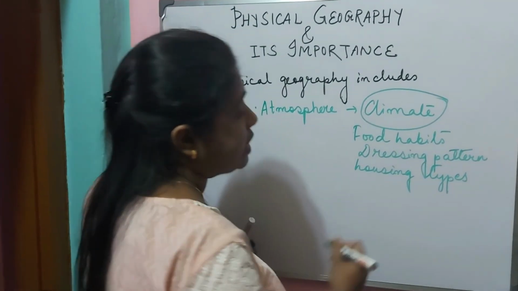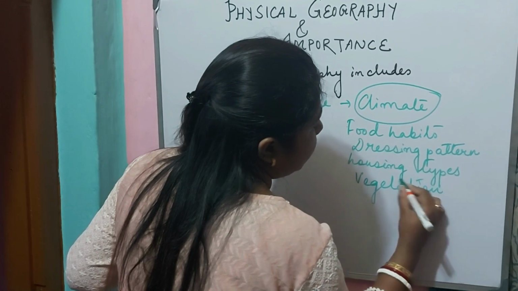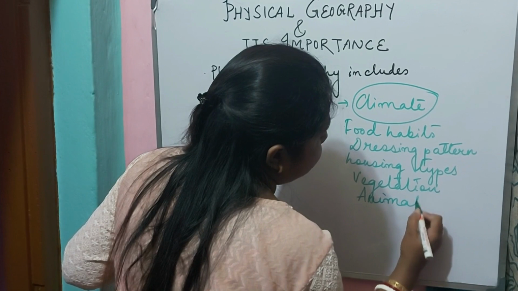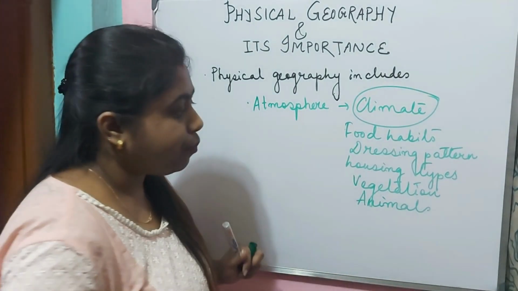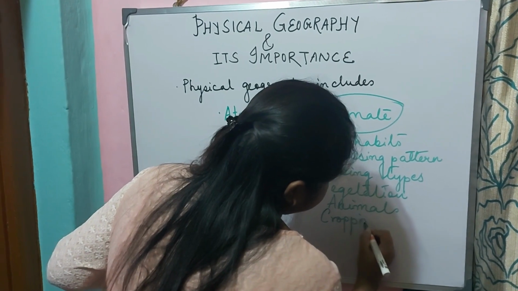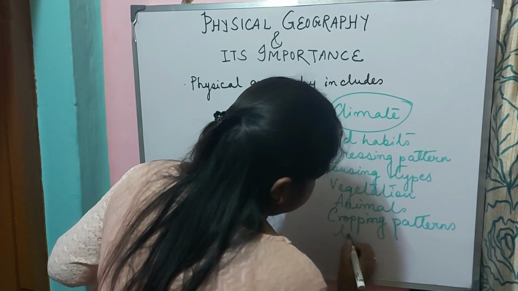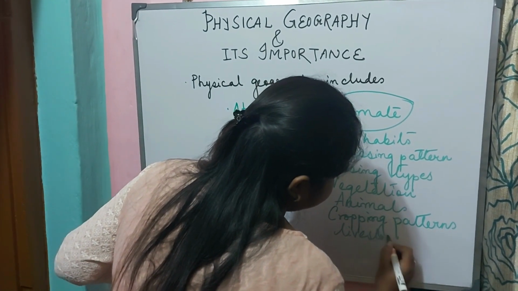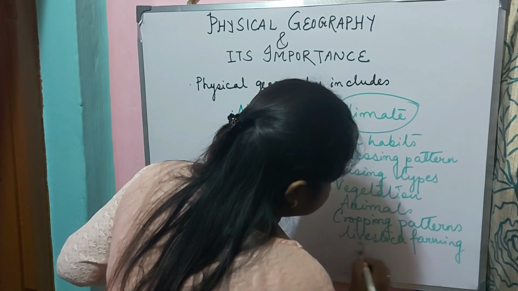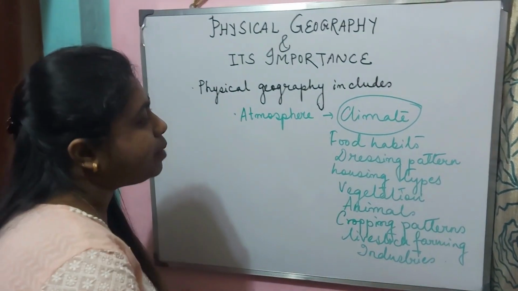Not only this, we will see the distribution of vegetation, and on the basis of vegetation and climate, animals, right? Then we will see cropping patterns, livestock farming, or settling of industries. All will depend on the climatic conditions.